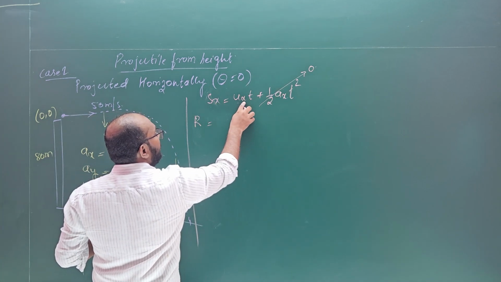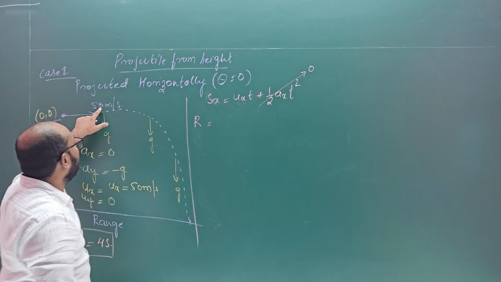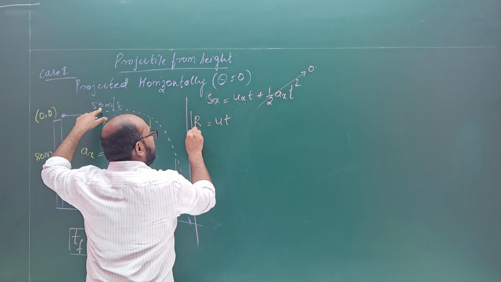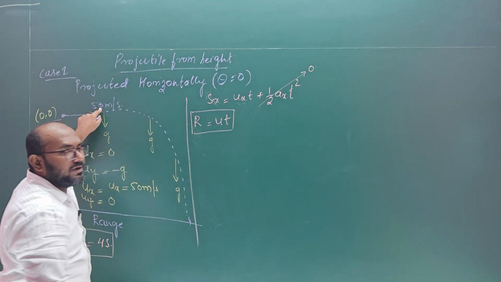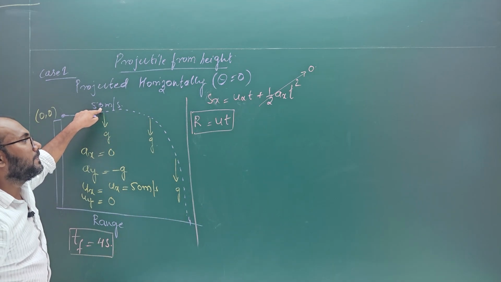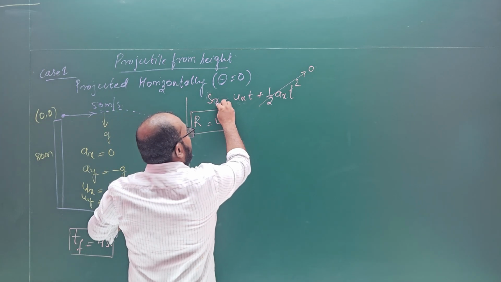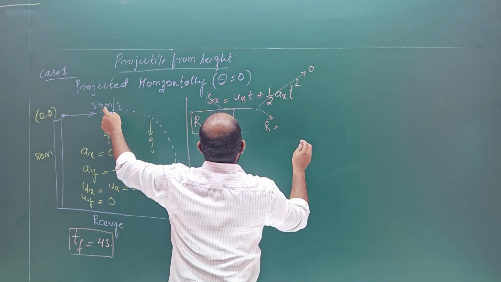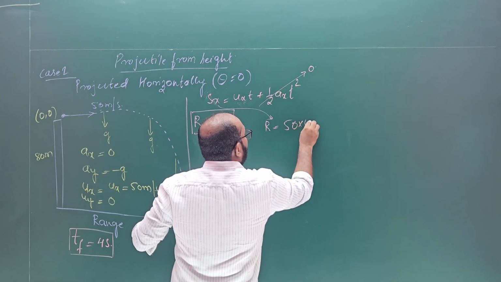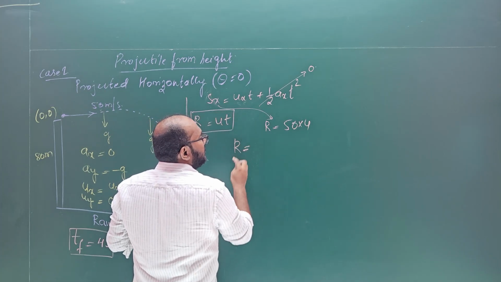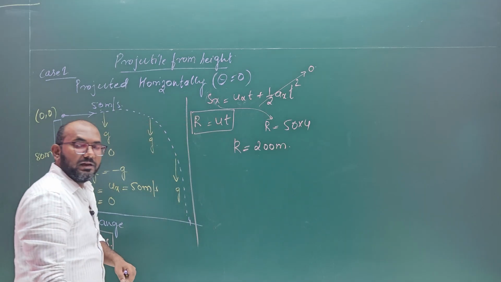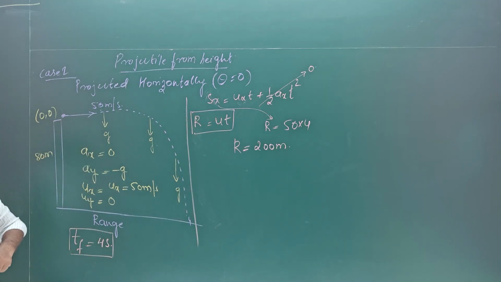Range is nothing but ux t. Here the ux is nothing but u. So can I say u into t? This is the equation we can substitute, u into t. Now if I substitute directly from here also, then can I get range is nothing but ux, which is 50, and the time period we got is 4. That means the range is equal to, can I say, 200 meters. Range is 200 meters.